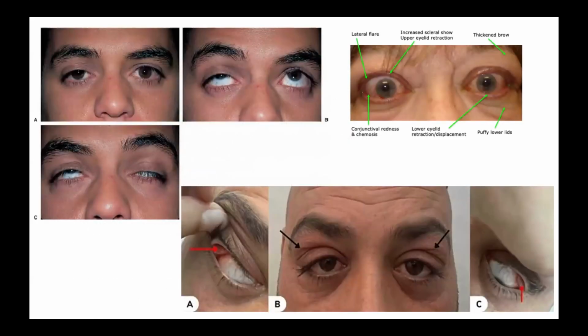Here are some patients that I've seen with these conditions. You can see the lid lag on the upper left in the patient's right eye and the fatigability on up gaze. And then on the upper right side, you can see the lateral flare, lid retraction, and chemosis of a thyroid eye disease. And then on the bottom, when you lift up the lid in a patient with dacryoadenitis, sometimes you have lacrimal gland prolapse.